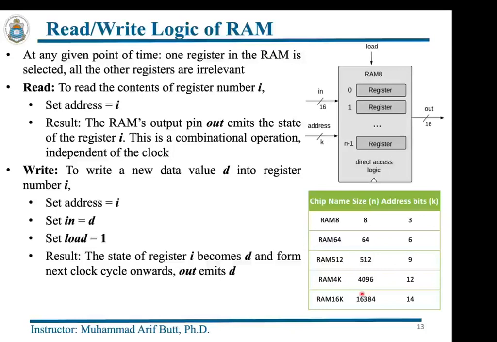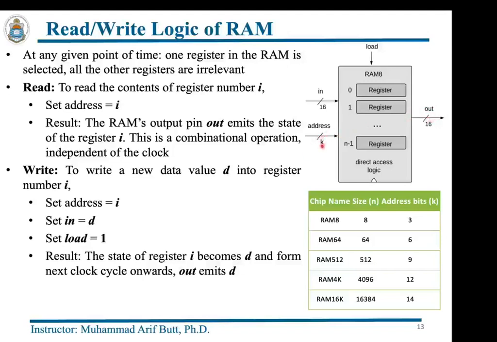So to go into more details of the read-write logic of RAM, just remember that at any given point of time, only one register in the RAM is selected, and all the other registers are irrelevant. So the read operation is described over here. To read the contents of register number I, we need to set these address bits to I, and the RAM output pin out will emit the state of register I, and this is a combinational operation independent of the clock.